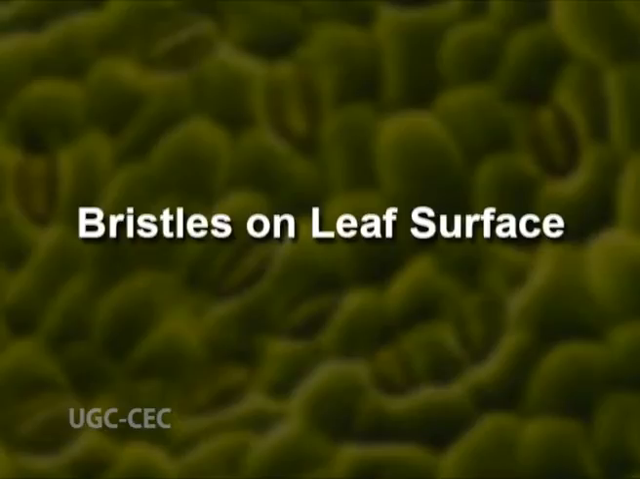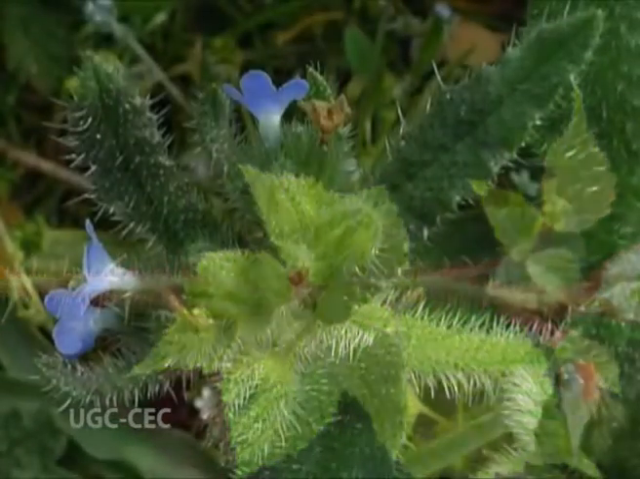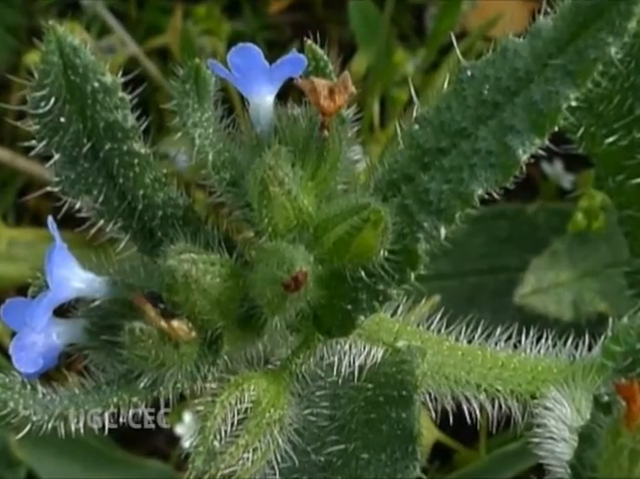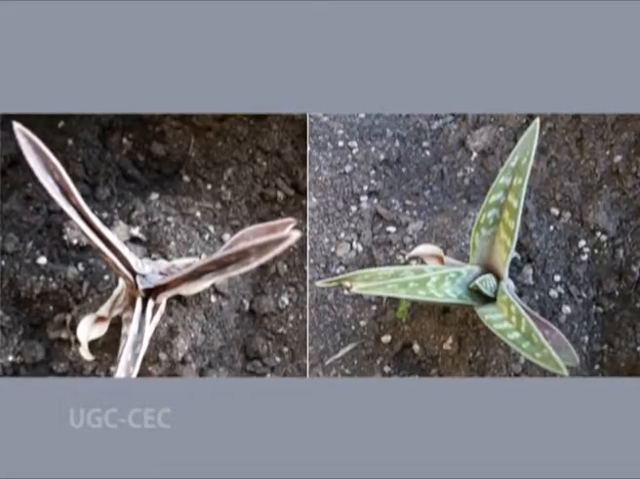Bristles on leaf surface. Plants which show this adaptation have hair-like bristles on the leaf surface. These bristles are formed by the epidermal cells. Wet air strata can be seen in between the bristles. That's what helps plants with this adaptation to reduce the transpiration rate. Rolling of leaves. In dry climate, plants like grass roll in and cover the stomata. There are many stomata on the upper surface and this rolling technique can reduce the rate of transpiration nicely.